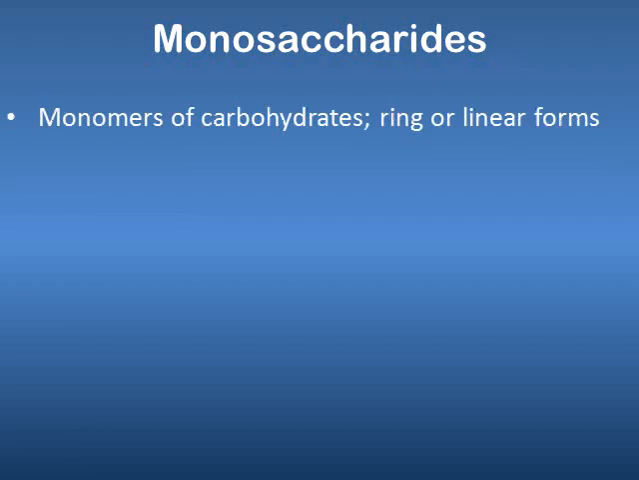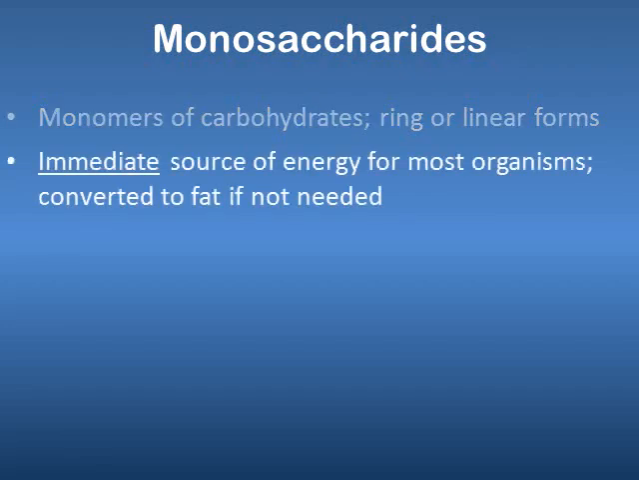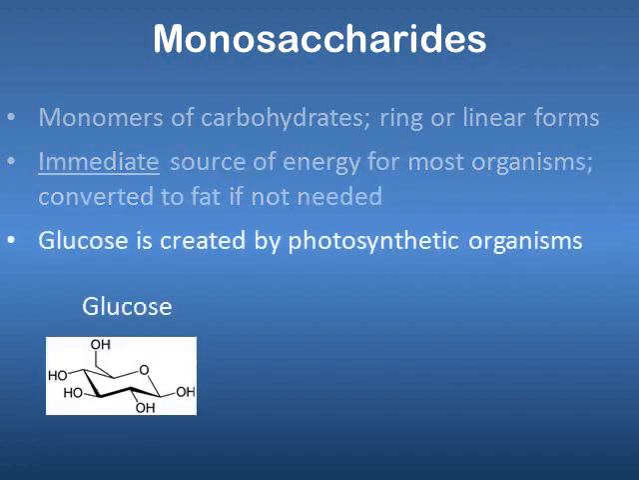Monosaccharides are the monomers of carbohydrates, the individual repeating subunits, and they can occur either as a ring or as a straight chain. Now the important thing about monosaccharides is they are immediate sources of energy. They can be taken up directly across the bloodstream and used to create ATP, the energy molecule, rather quickly. If they're not needed, they will be converted to fat.